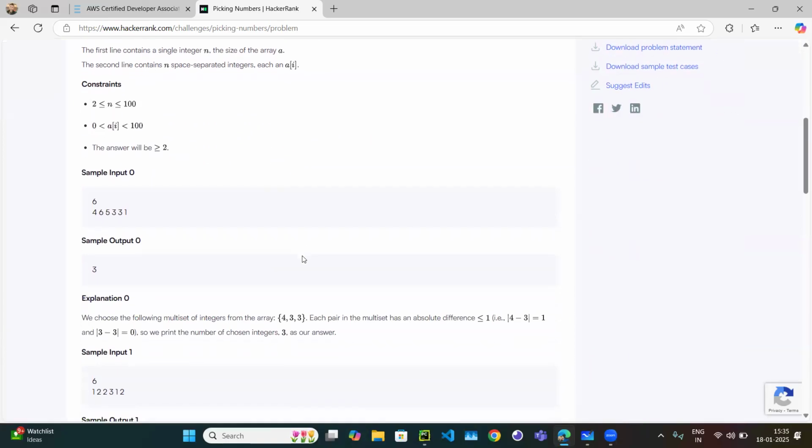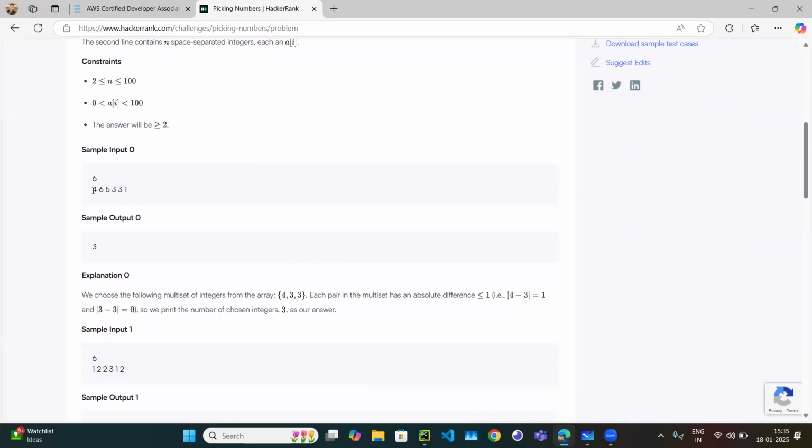But if you see the other example, you have an array 4 6 5 3 3 1. In the output, the length is 3, and what are all those three elements? 4 3 3. So 4 is here, 3 is here, 3 is here. If you take the difference of any two elements, it will be either 0 or 1. But this is not a sub-array, right? Because a sub-array is only contiguous numbers.